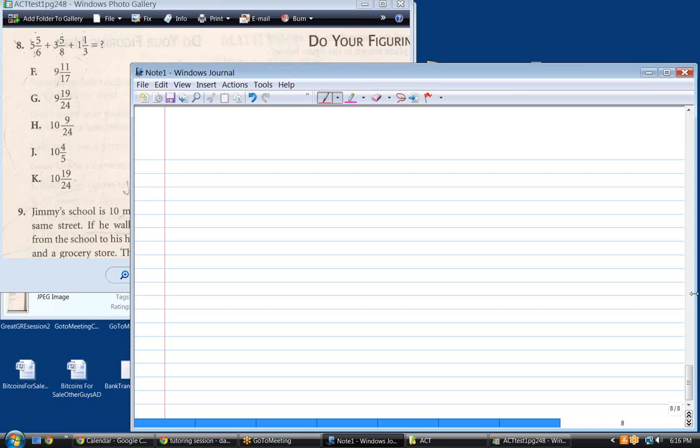All right, I'm back. Let's talk about problem number 8. It might look like this would be very easy to solve in your calculator, right? You want to give it a shot? In fact, let's not make it hard on you. Let's have you add 5/6 plus 5/8 plus 1/3 on your calculator.